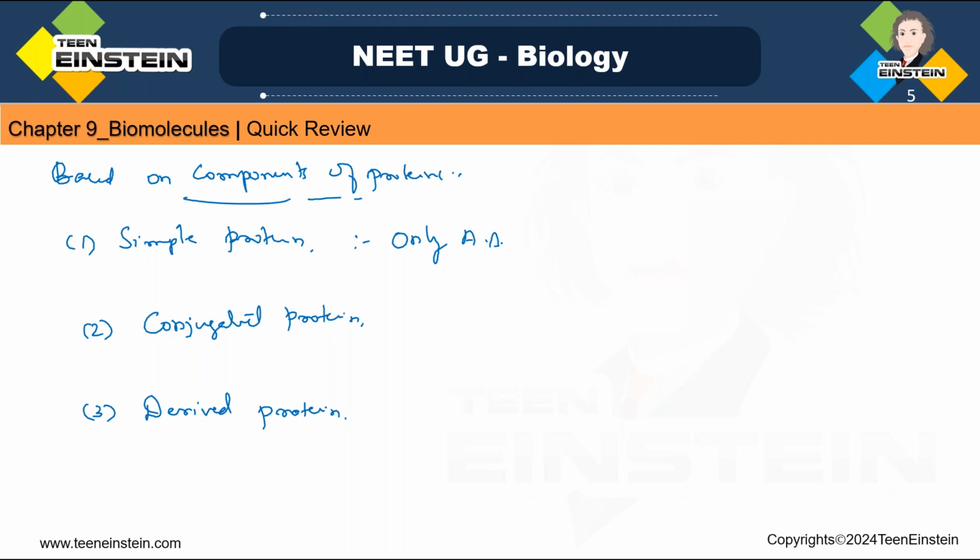Next, conjugated protein. Conjugated protein is made up of a protein molecule which is joined to a non-protein part. Protein molecule plus non-protein part. This non-protein part is otherwise called the prosthetic group. For example, hemoglobin and casein of milk are examples of conjugated protein.